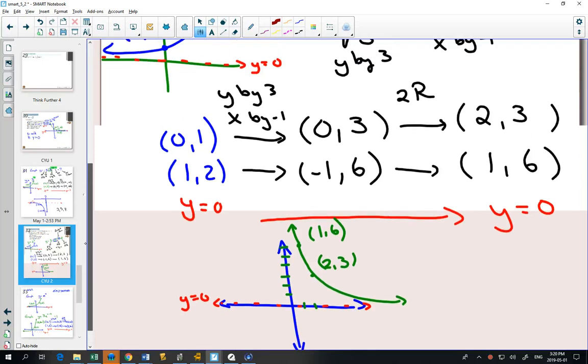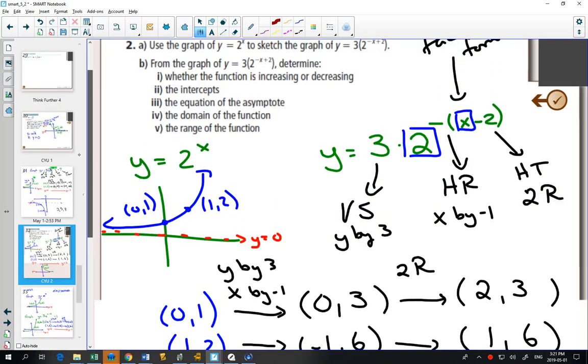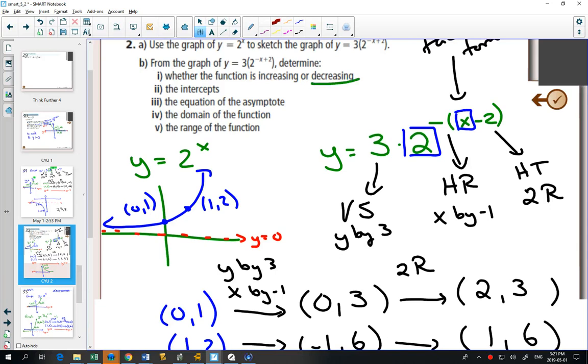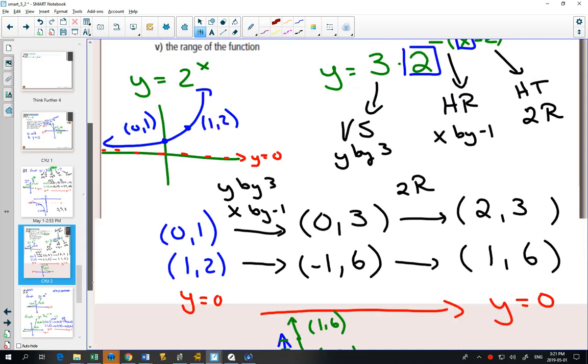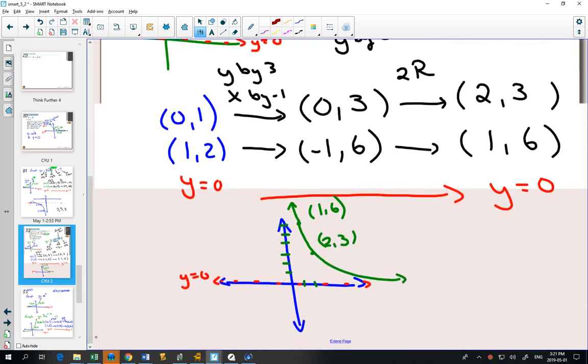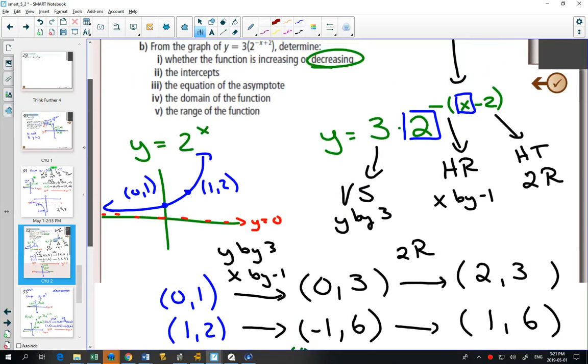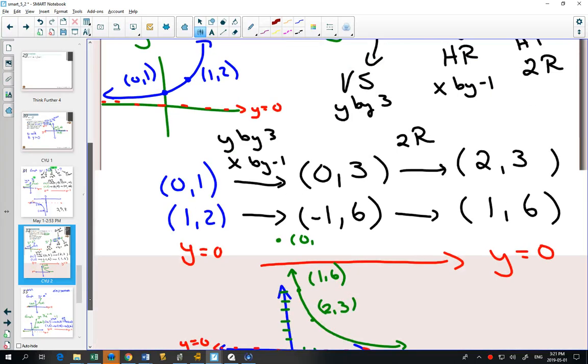Part B, they asked us to find some properties of this graph. Is it increasing or decreasing? This one is decreasing. If we wanted to find an intercept, it has no x-intercept, but if I wanted to find the y-intercept when x is 0, I could plug 0 into my original equation. If I plug in 0 for x into my original equation, I get 3 times 2 to the 2, which is (0, 12).